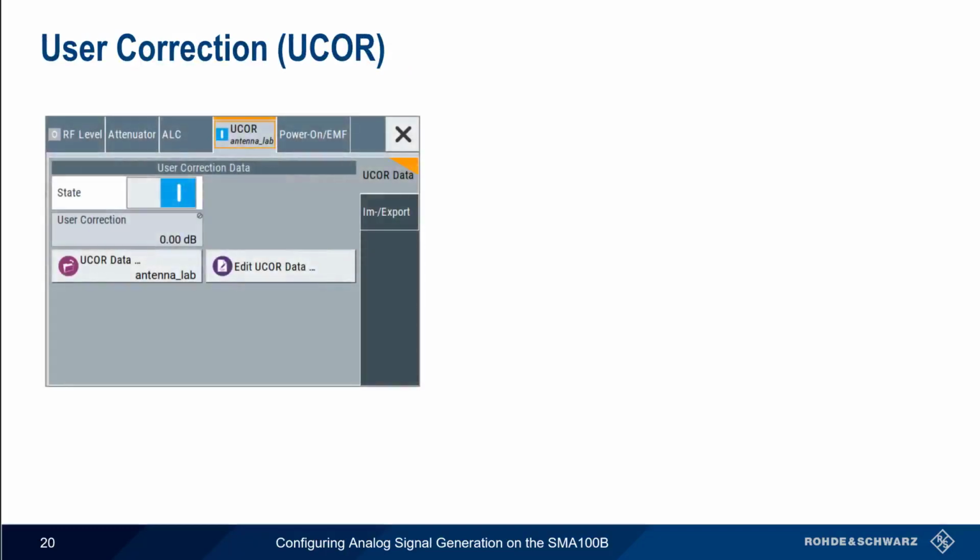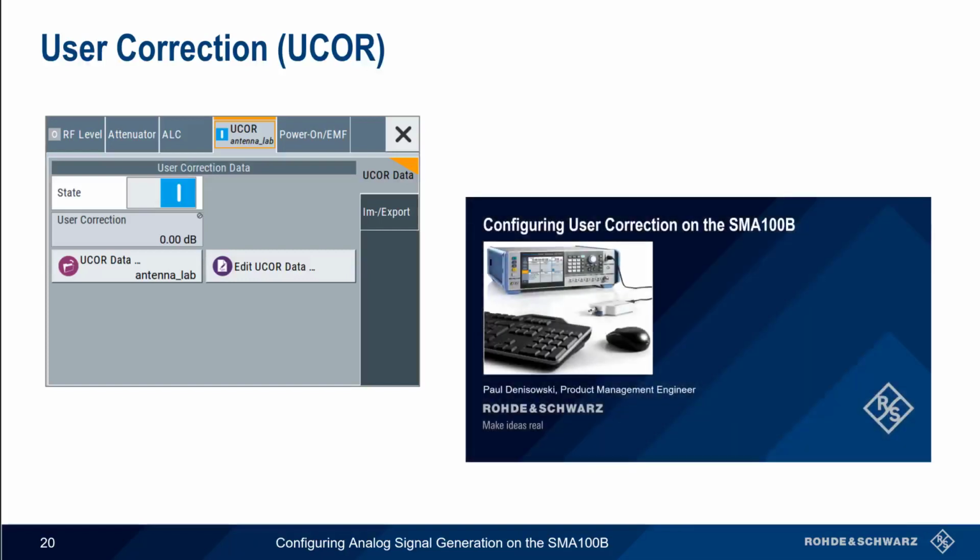User correction allows you to select and/or create user correction data. This data is in the form of a file that adjusts the level of the SMA depending on the current frequency in order to compensate for an external frequency response. If you'd like to learn more about user correction, please watch the presentation Configuring User Correction on the SMA100B.